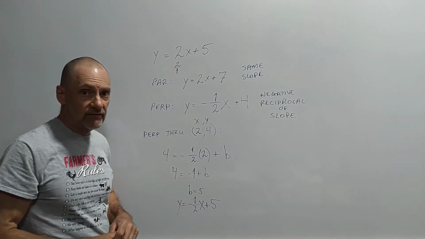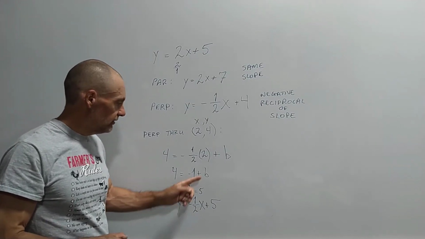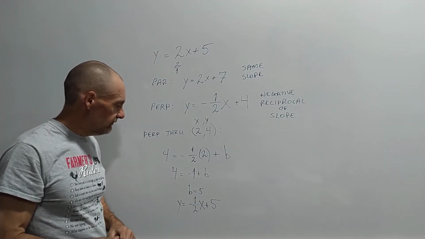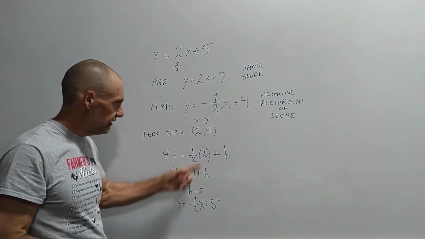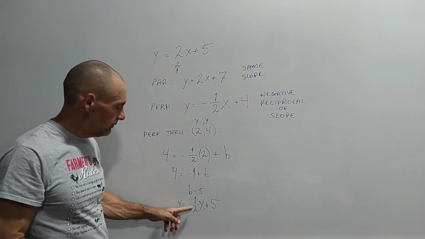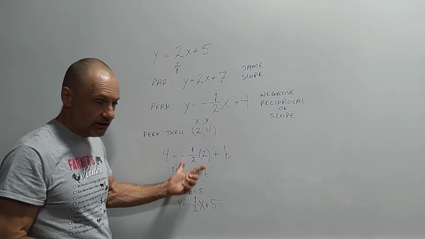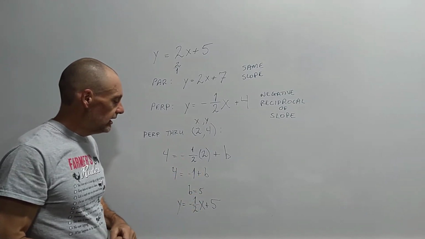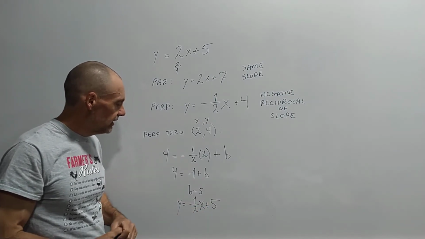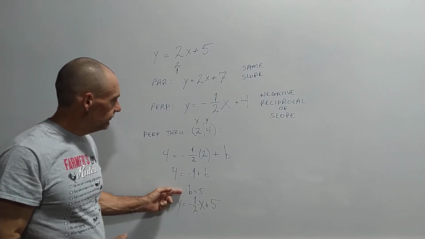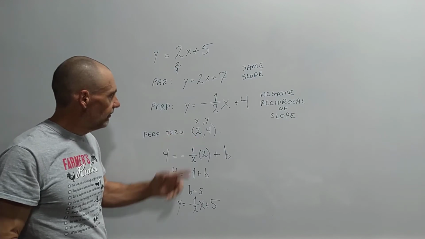b must be 5, right? 4 is negative 1 plus 5. So y equals negative 1/2 x plus 5. This line is through this point. You can check it by plugging this stuff in. 4 equals negative 1/2 times 2, well, this is what we just did, but to check it, and that's negative 1 plus 5, that's 4. So this is how you get a perpendicular line through a point, okay?